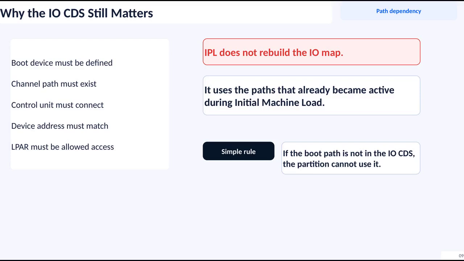IPL does not create a new I/O world. It uses the I/O world that was already built during initial machine load. That means the boot device must be reachable through definitions that already exist. Think of a delivery driver who receives an address. The driver can leave only if the road exists on the approved route map. If the road is missing from the map, the driver cannot magically drive there. In the same way, if the boot device path is not correctly described in the IO-CDS, IPL cannot read the operating system from that device.